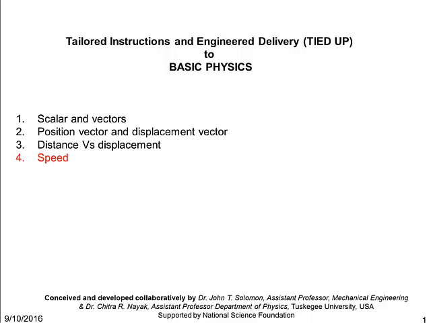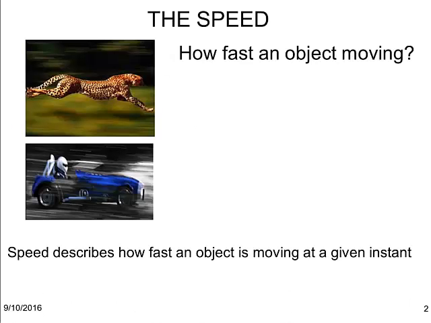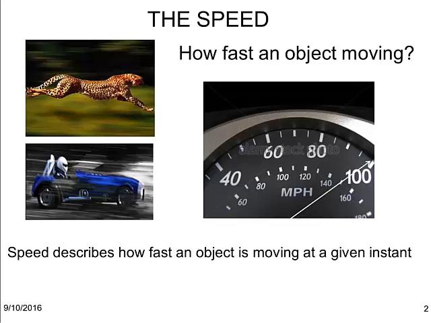In this video, we discuss the concept of speed. Speed describes how fast an object is moving at a given instant. For example, if your speedometer on the dashboard indicates 100 miles per hour, that means that the speed of your car at that instant of time is 100 miles per hour.